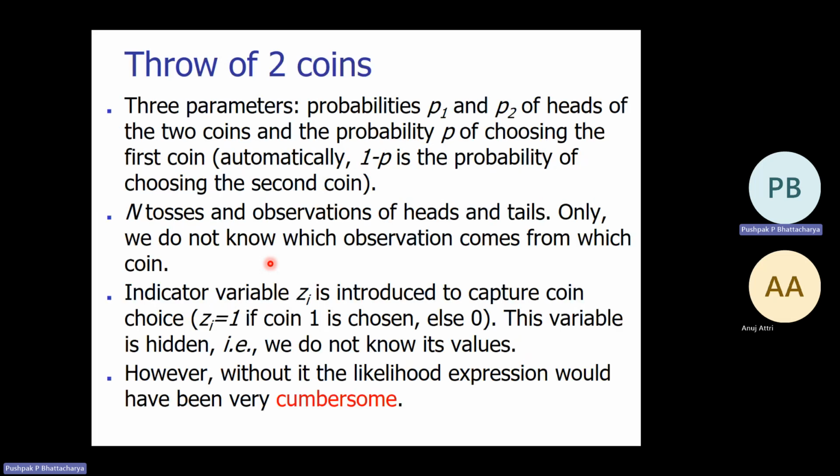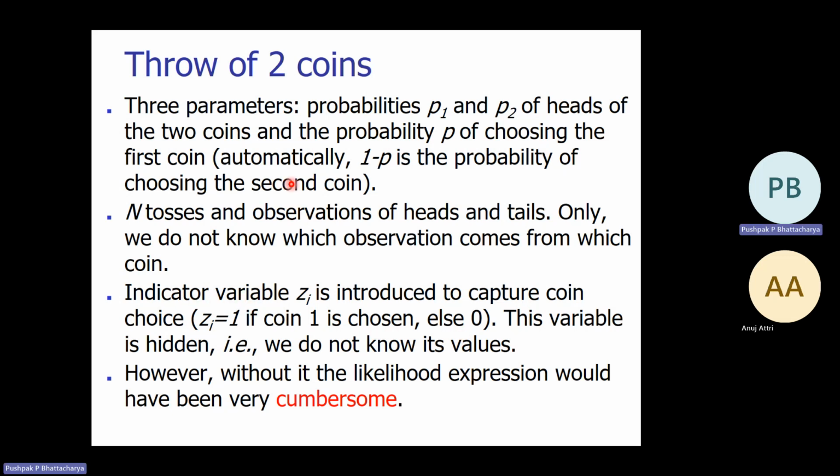Now we come to the expectation maximization. Suppose two coins are thrown, and we randomly choose one of the two coins. There are now three parameters: probabilities P1 and P2 of heads of the two coins, and the probability P of choosing the first coin. Automatically 1 minus P is the probability of choosing the second coin. So n tosses give an observation of heads and tails, only we do not know which observation comes from which coin.